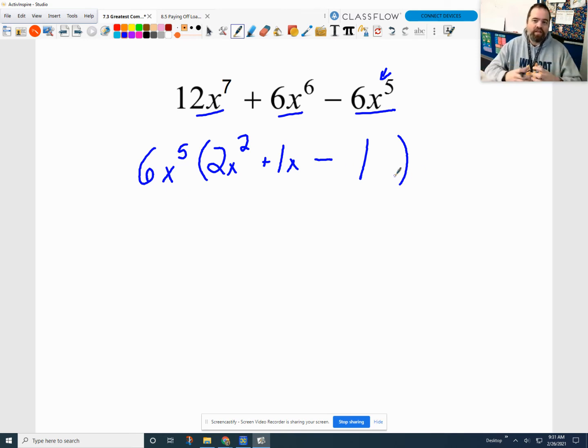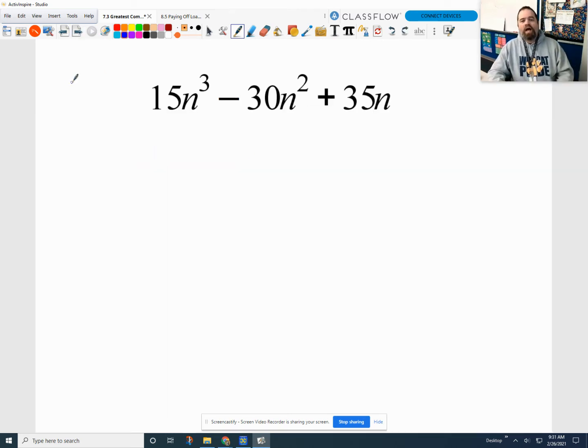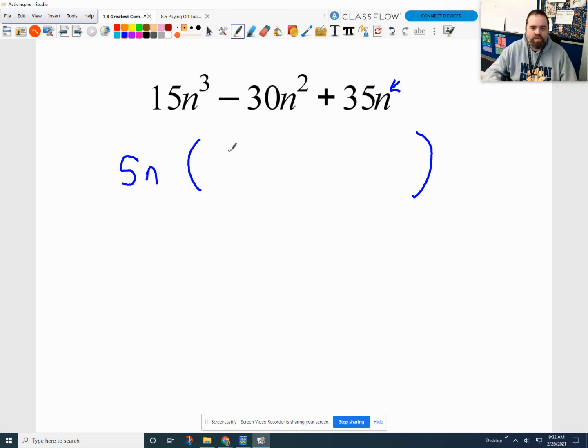Last unit we put everything together. Now we're going to start pulling it back apart and seeing what made it up. Okay, 15, 30, 35. Figure out the greatest common factor for your coefficients. On this one, it's 5. And then an n to the third, an n to the second, and then a single n. Again, the smallest one is what you're going to be able to factor out. You take anything bigger than a single n out, and you won't be able to divide it out of that last term. So that's going to leave me 3n squared, minus 6n, and a 7.